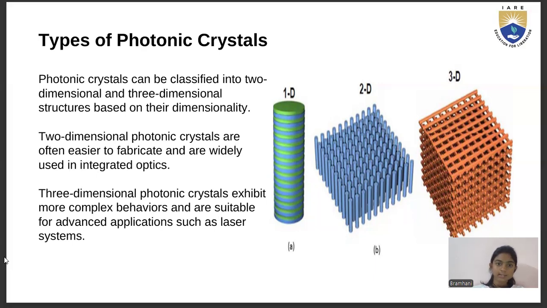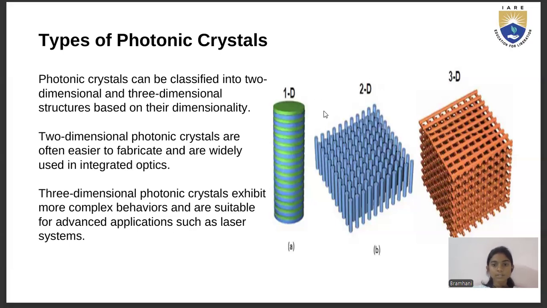Types of photonic crystals. Photonic crystals can be classified into two-dimensional and three-dimensional structures based on their dimensionality. Two-dimensional photonic crystals are often easier to fabricate and widely used in integrated optics. Three-dimensional photonic crystals exhibit more complex behaviors and are suitable for advanced applications such as laser systems.